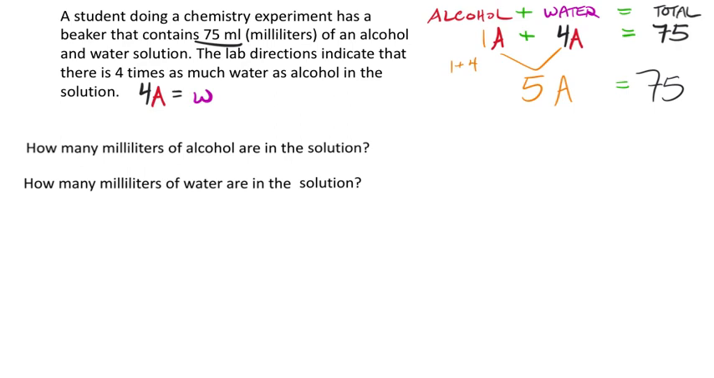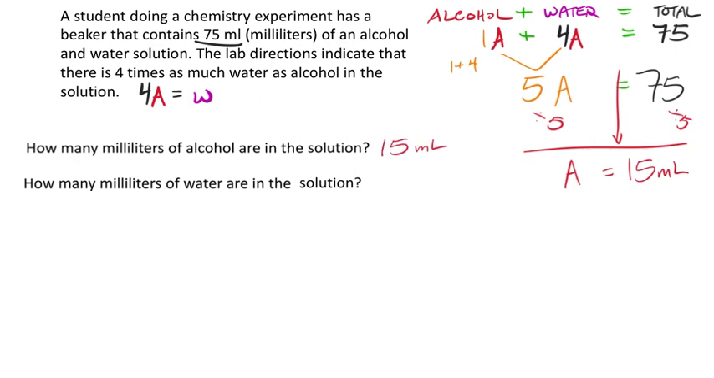Now divide both sides, this is for A, by 5. So skipping some of that long division there, A equals 15 milliliters. So alcohol content in this beaker, 15 milliliters.